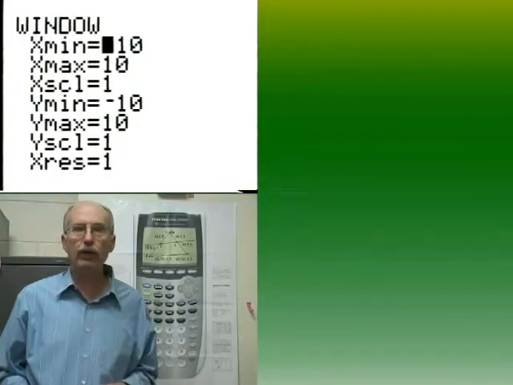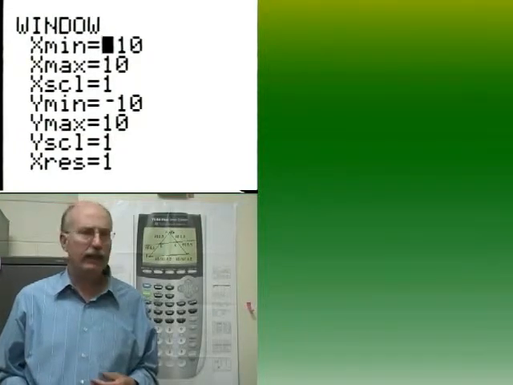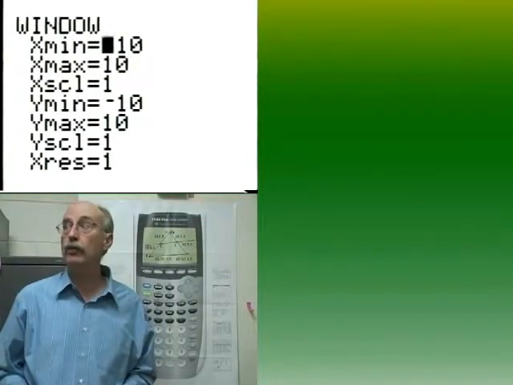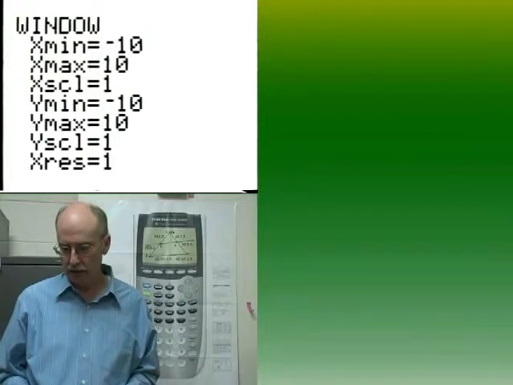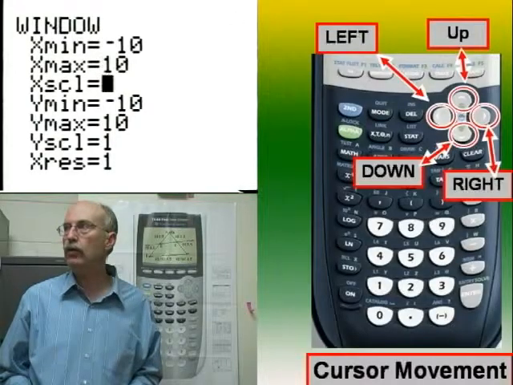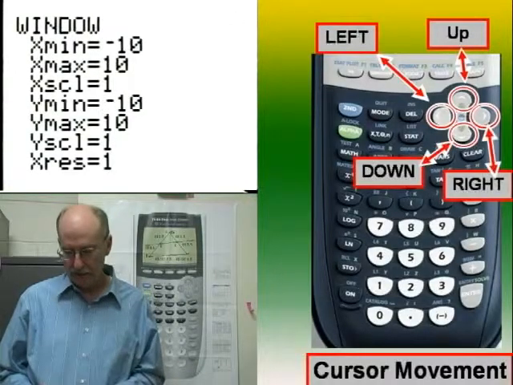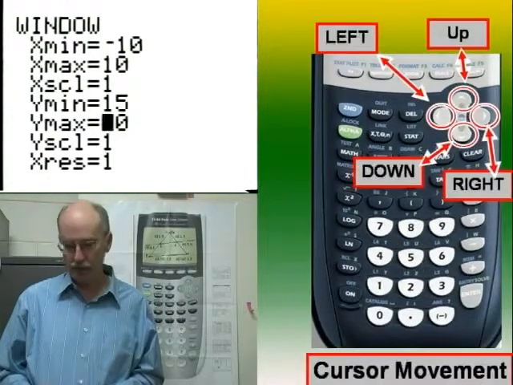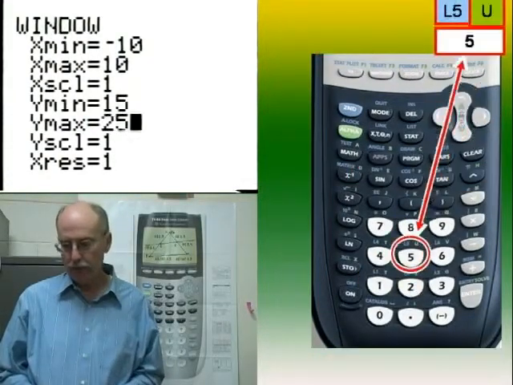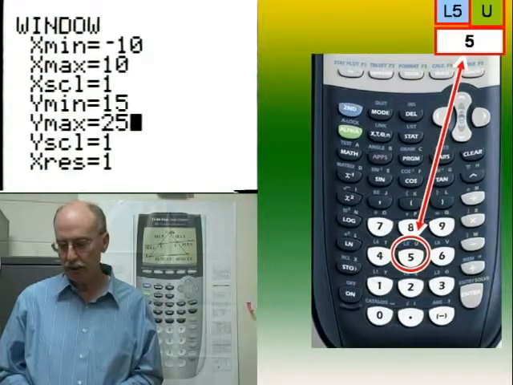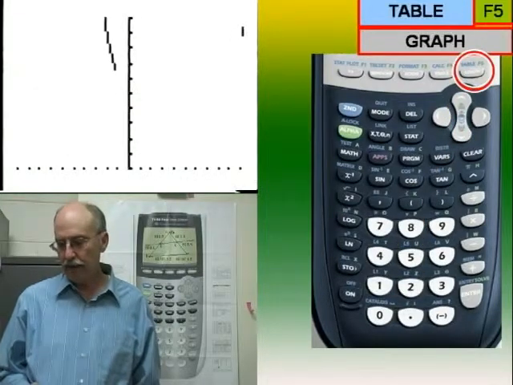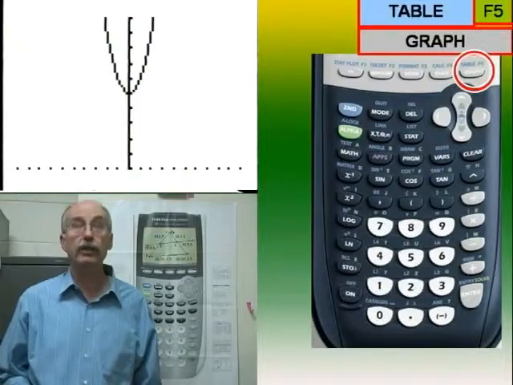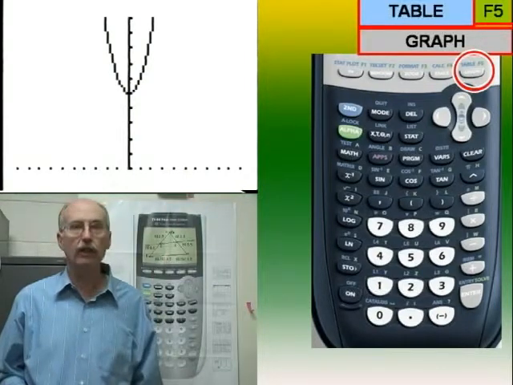Well, if you remember, our equation was x squared plus 20. That means our smallest value is going to be 20 in the y-axis. So let's go down and we'll change y min to, let's say, 15, and we'll change y max to 25. We won't make any other adjustments, and we'll hit graph. And now you can see that the equation has come into focus. It's in our window.